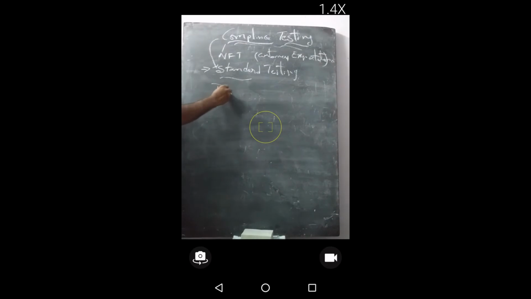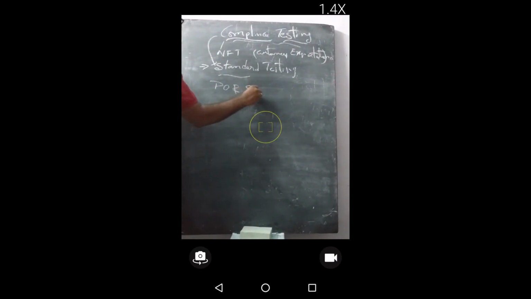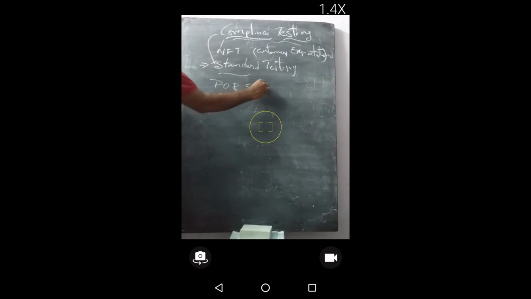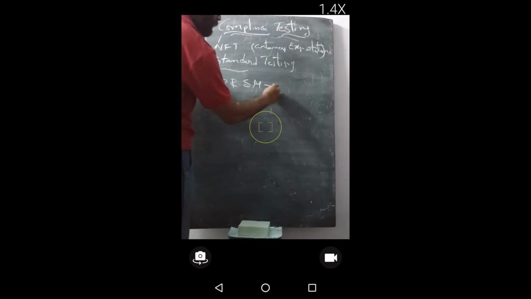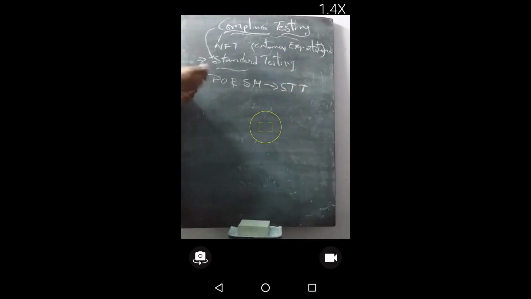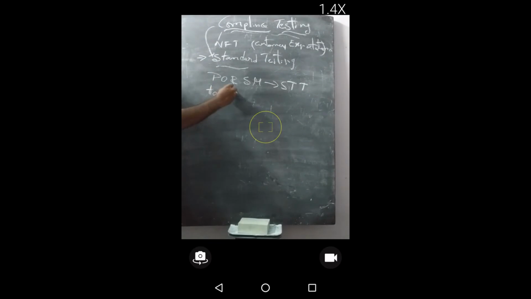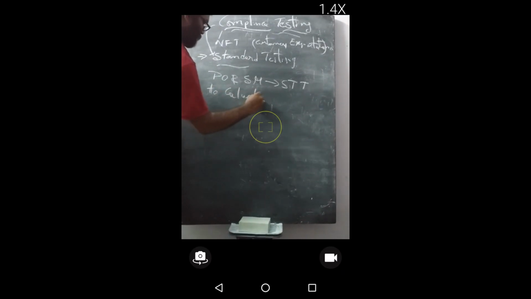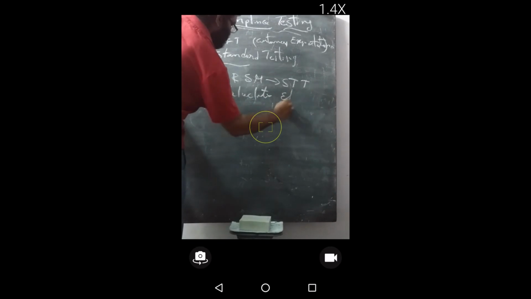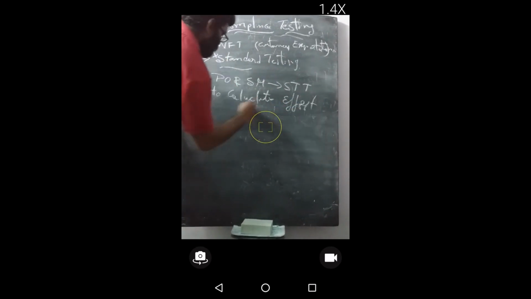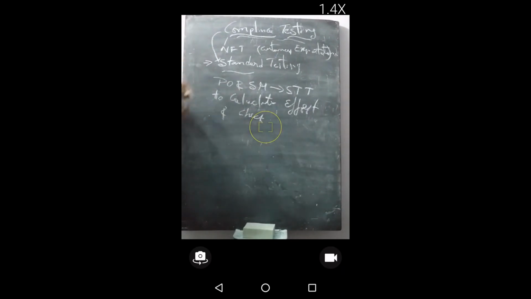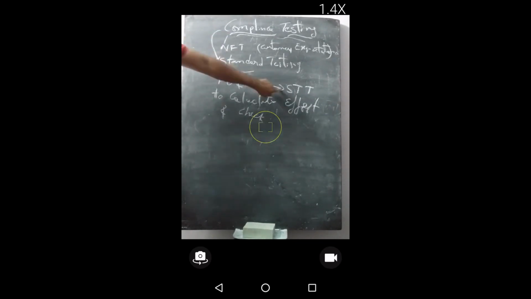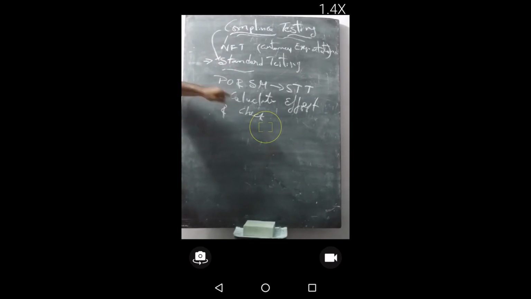PO and SM means Scrum Master. PO and Scrum Master are going to perform the standard testing over Scrum team testers. Purpose is to calculate and check their effort. See here. PO and Scrum Master is going to perform this compliance or standard testing over Scrum team testers to calculate and to check their effort.